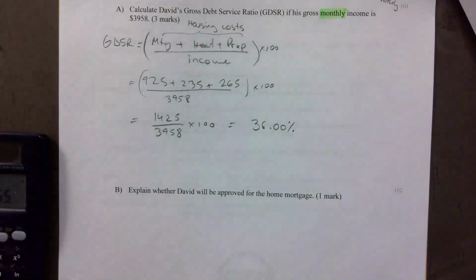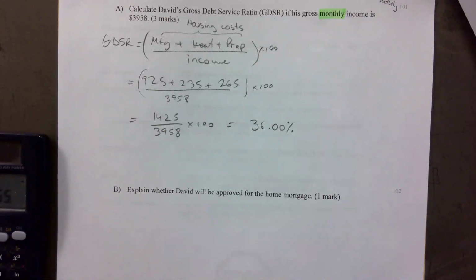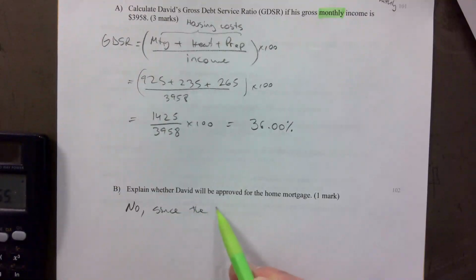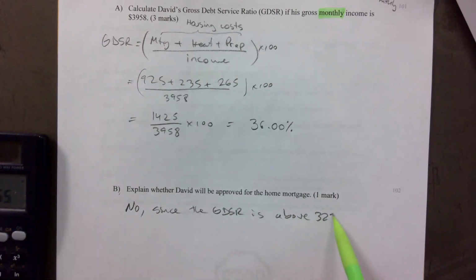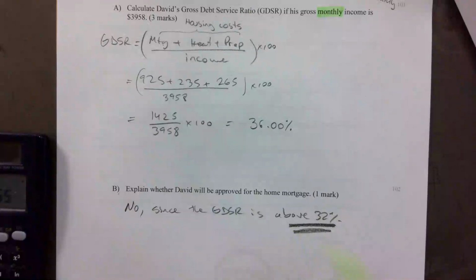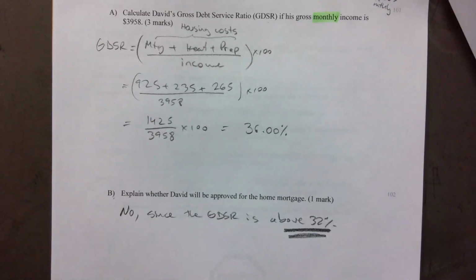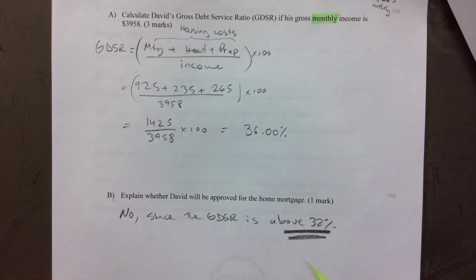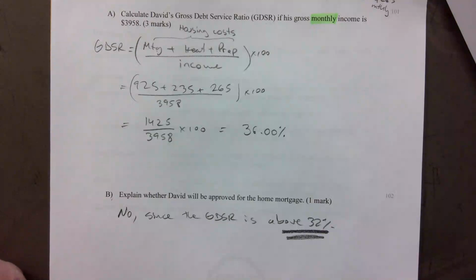And in your study sheet, you should have an indication that 32% is that number. You must mention it when the B part comes in. Explain whether David will be approved for the home mortgage, and you say no, since the GDSR is above 32%. Okay, so they're gonna look for that. If you don't mention 32%, you don't get the mark there. And that'll be a shame. It's an easy mark in my opinion. Because even if you get this wrong, but you answer this correctly, you still get a mark there. So keep that in mind.